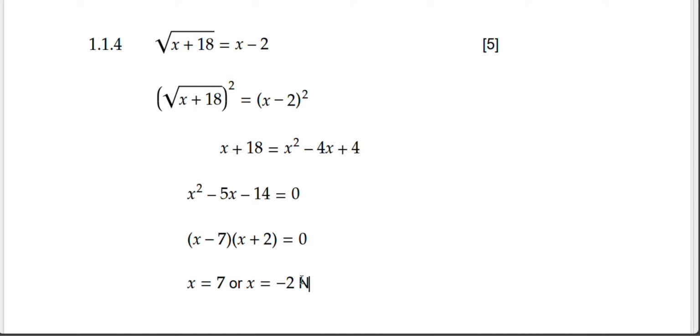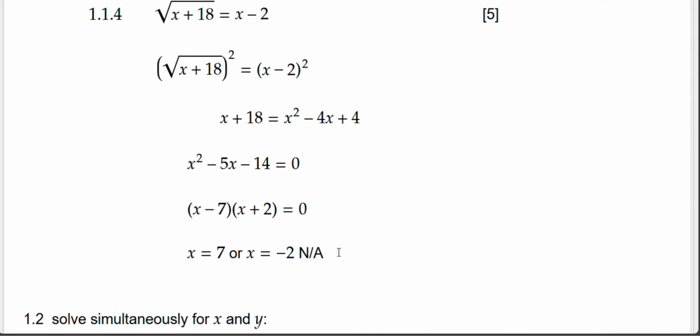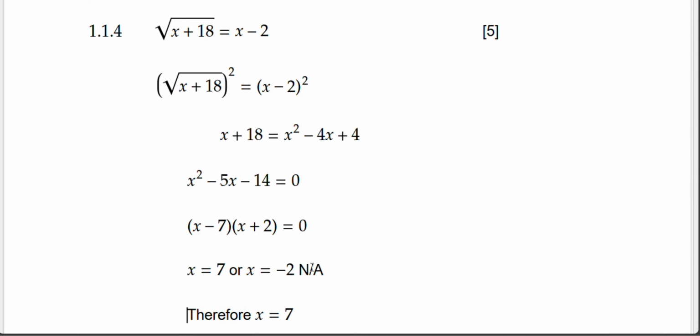This one is not applicable. So our value is what? We need to conclude by saying our value of x is what? It's 7. You can say, oh sorry, you can say therefore our value is 7. I hope you understand this one.